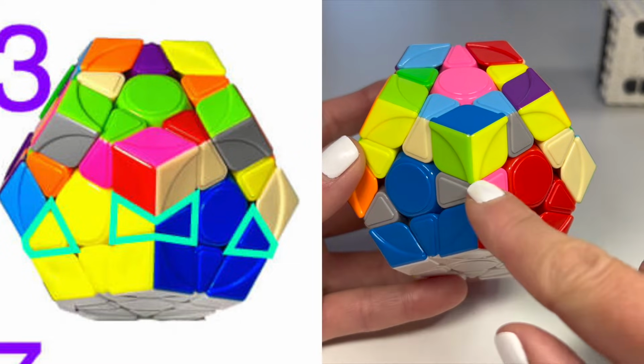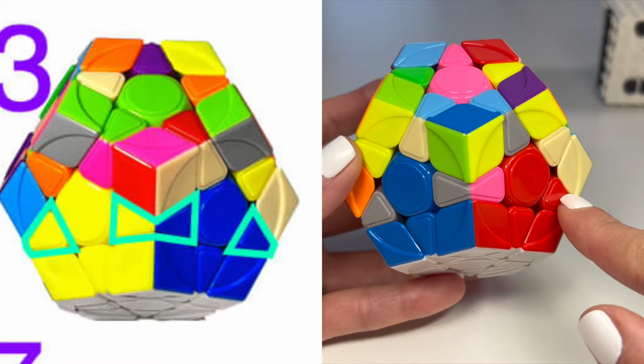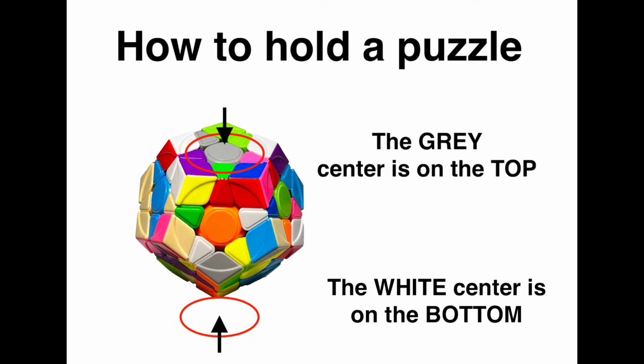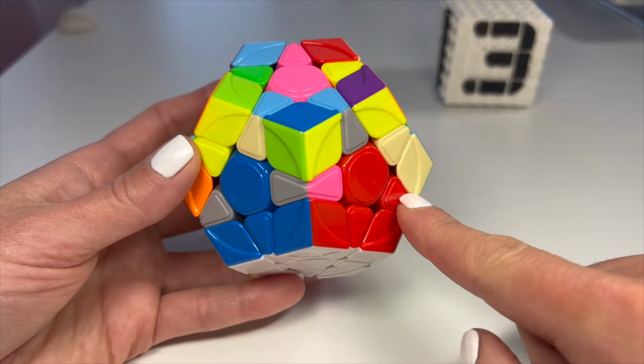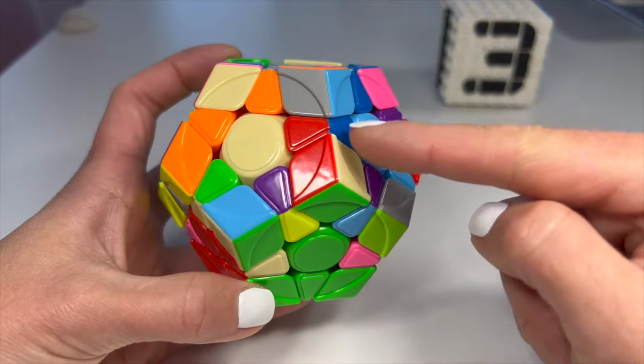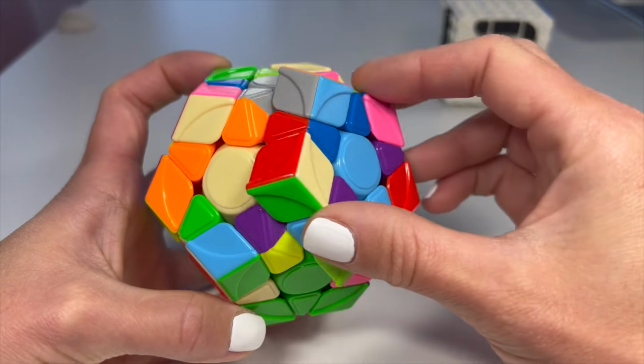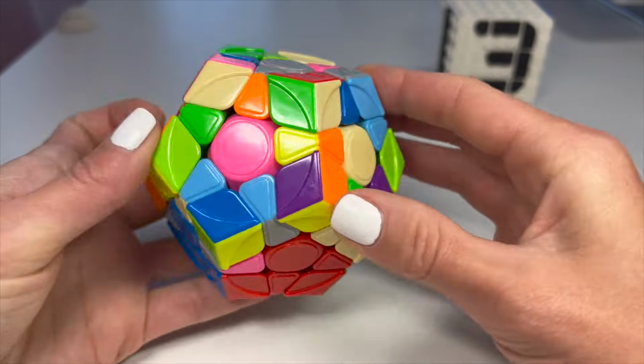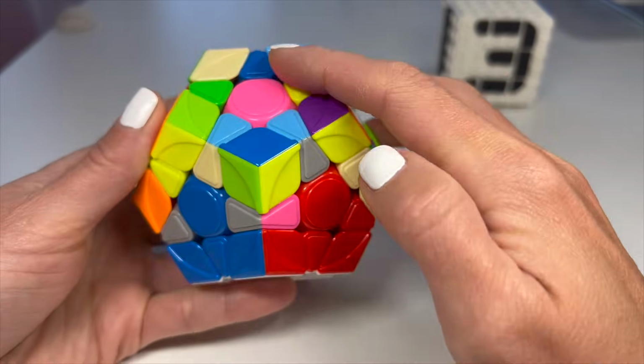At this step, we will solve the edges of the second layer. Let's start with the blue-red edge. Let's find it. Here it is. First, we send it to the top. The blue-red edge we should put over here.